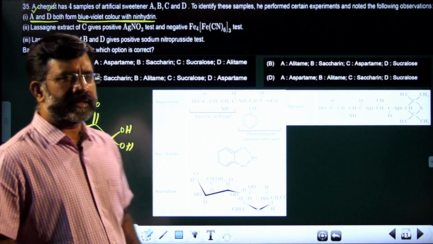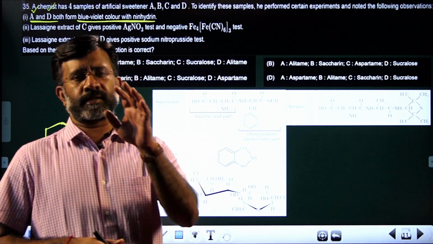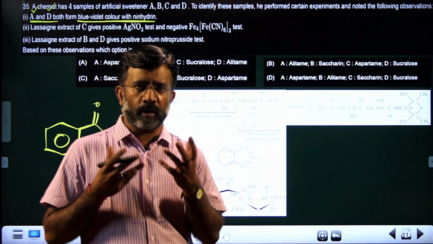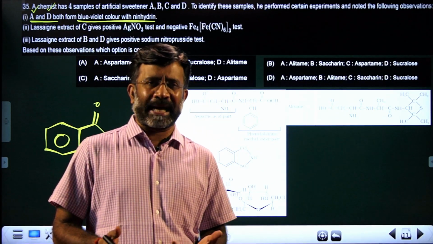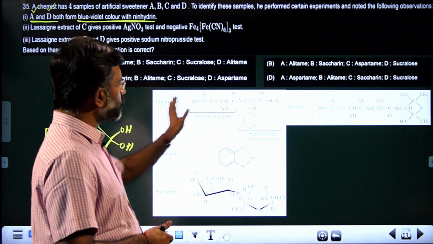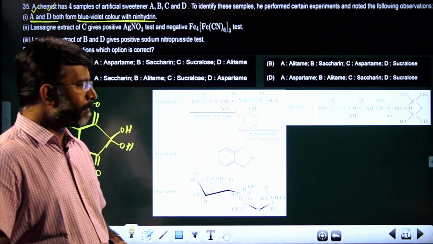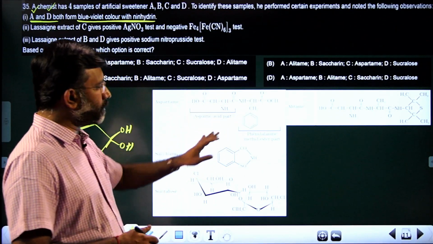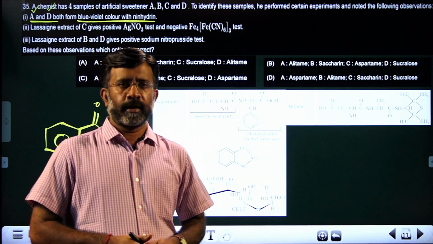See, this is a textbook question, but the structures given in the textbook, you have to remember and you have to know the characteristics of those molecules. Anyway, I have put those structures available here on the board. This is taken from the NCERT textbook.